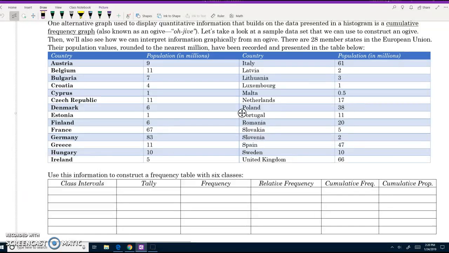So what you want to do is get started by finding the high and the low values in this table. The lowest population that's reported for us is this 0.5 right down here. And then we want to look for the highest population. So it goes from Austria in this column and then down through the United Kingdom in this column. It looks to me like the most populous country is Germany over here with 83 million people.